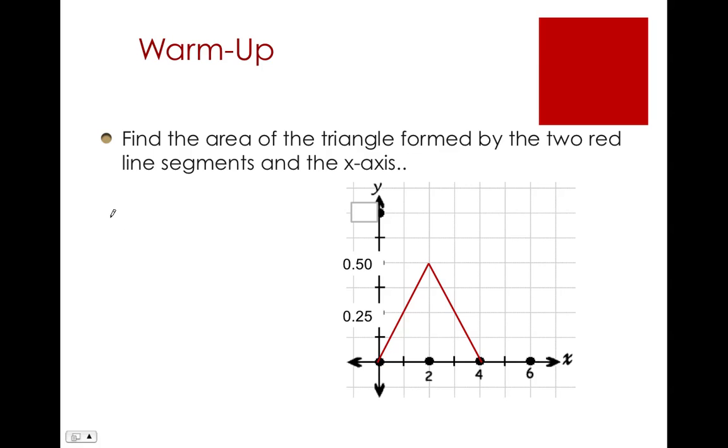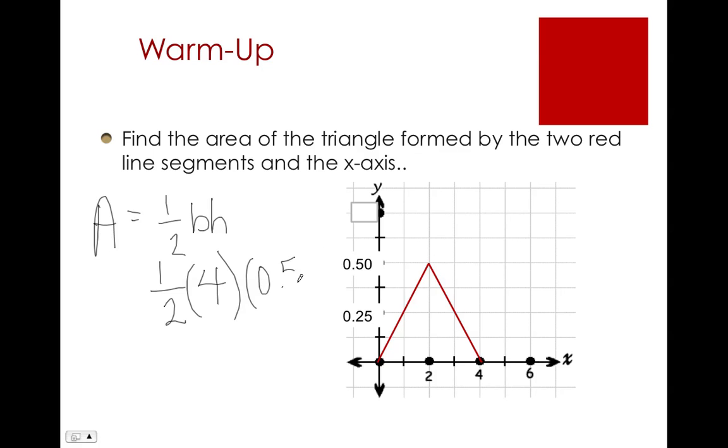Okay, hopefully you remember that the area of a triangle is 1/2 the length of its base times the height perpendicular to the base. So the base of this triangle is 4 units, and the height of this triangle is 0.5 units. And we should have gotten an answer of exactly 1. The area of this triangle is 1. This is going to come back and be important later in the lesson.